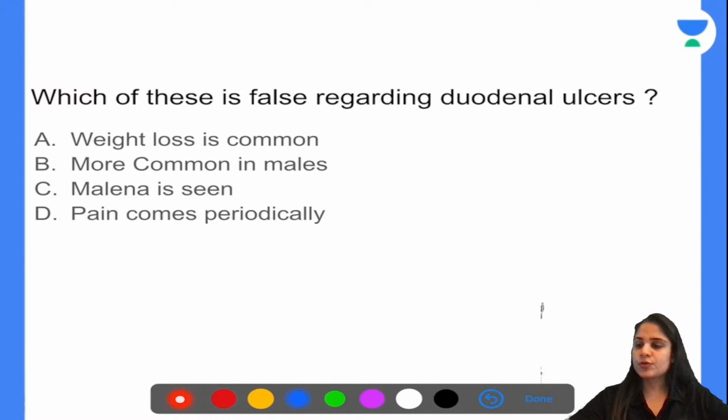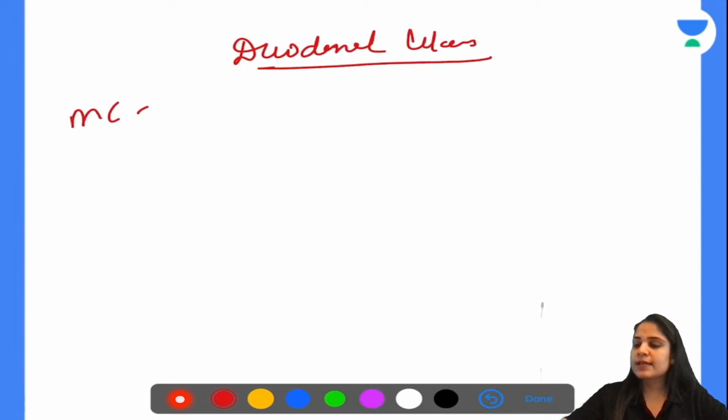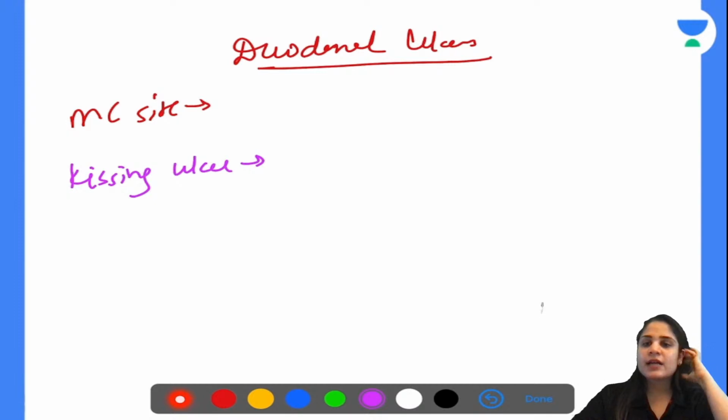So we have most of you saying weight loss is common is wrong, and then we have Staphylococcus saying B, more common in males. So first of all, tell me, when we talk about duodenal ulcers, what is the most common site of duodenal ulcer? That is the first question that comes. Then, what is a kissing ulcer? This is also something that they like to ask in the exam. And the third thing that they will ask you is, what are the complications of duodenal ulcers? And then we'll see what is the difference between gastric and duodenal ulcer.